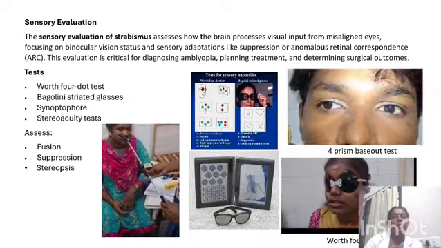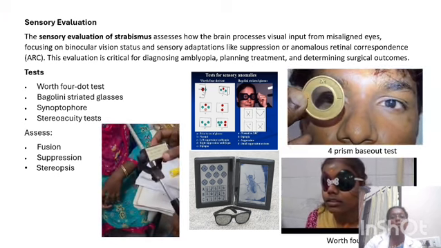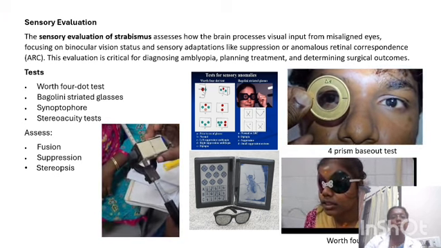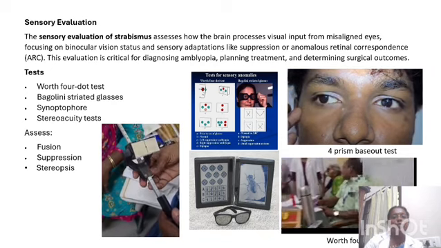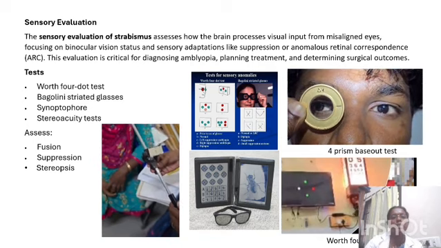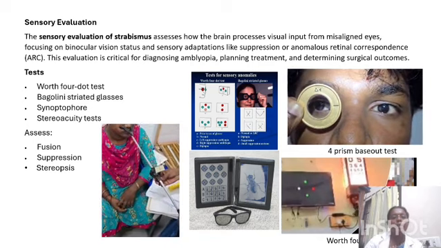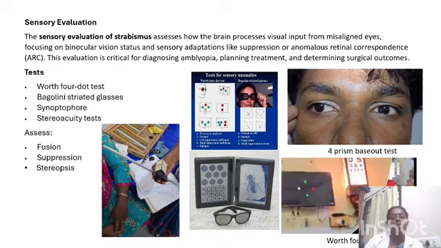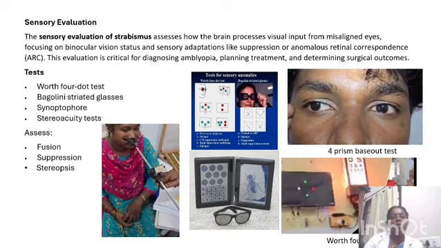Sensory evaluation assesses how the brain processes visual input from both eyes. We evaluate fusion, suppression, stereopsis, and retinal correspondence using tests such as the Worth four-dot test, Bagolini glasses, Synoptophore, stereo acuity tests, and the 4 prism base out test.